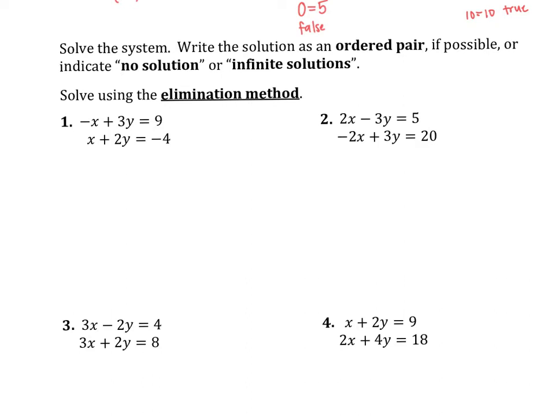Okay, remember, elimination method is when we cancel something. So check to see that the like terms are lined up, and then see if something cancels. Right now I can see the negative x and the positive x are going to cancel, so I'm going to go ahead and continue with my elimination step. Negative x and positive x cancel. 3y plus 2y is 5y. Let's solve for y, and then we'll go back and get x.